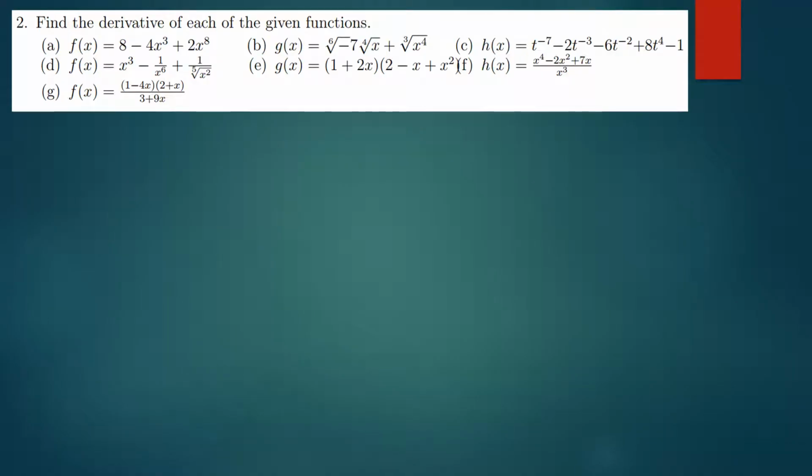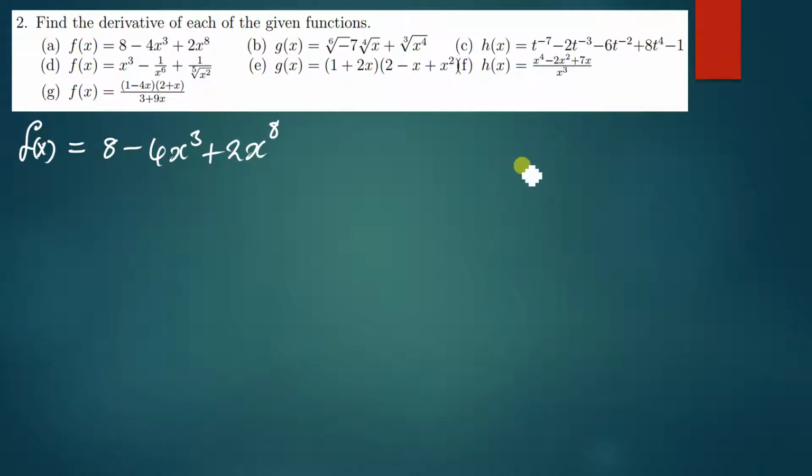So these are the questions. So let's quickly see what is supposed to be done to solve these. So the first question is f of x is equal to 8 minus 4x cubed plus 2x to the power 8. So here, to solve this question, we're going to use what is known as the power rule.